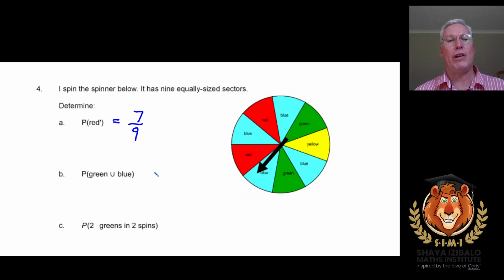What's the probability that I get green or blue? We're happy with green or blue. So we've got 1, 2, 3, 4, 5, 6. That's going to be 6 out of 9. Notice that is actually the same as the probability of green plus the probability of blue minus the probability of both. And they're mutually exclusive. You can't get green and blue.